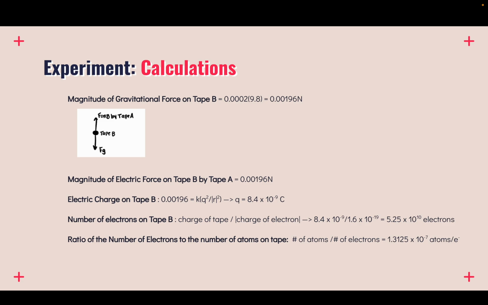0.00196 newtons. And because tape B was at rest and therefore the net force is 0, we know that the magnitude of electric force on tape B by tape A is also 0.00196 newtons. We then use Coulomb's law to find the charge on tape B to be 8.4 times 10 to the negative 9 coulombs, and the number of electrons on tape B was found to be 5.25 times 10 to the 10 electrons. Therefore, the ratio of the number of electrons to the number of atoms on the tape was 1.3125 times 10 to the negative 7 electrons per atom.